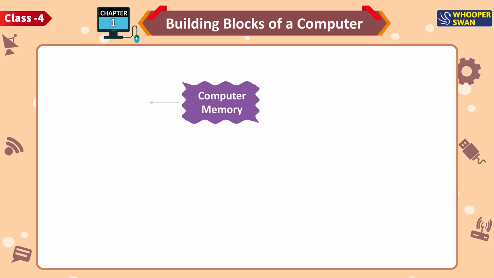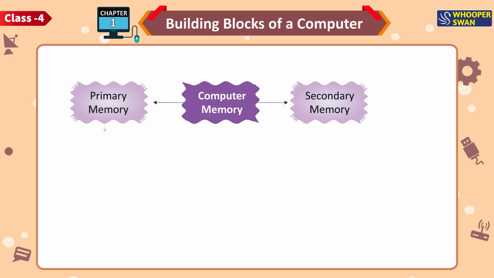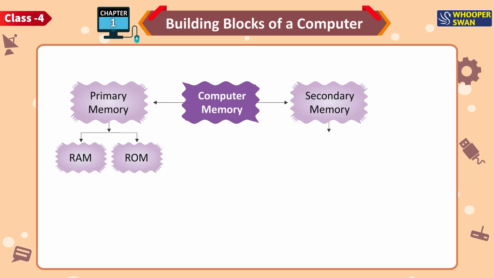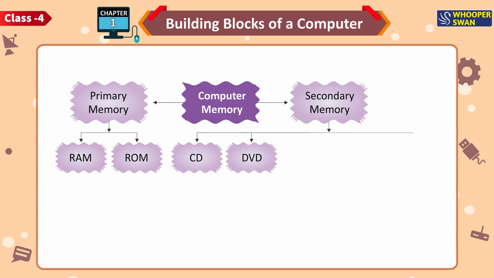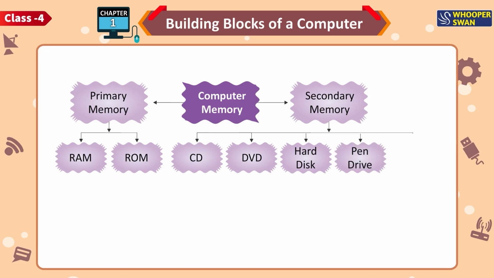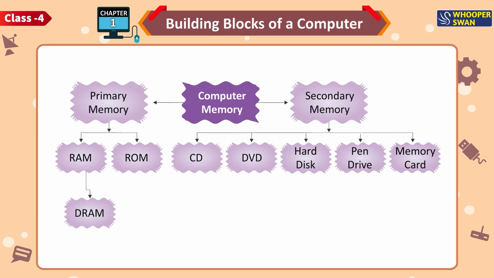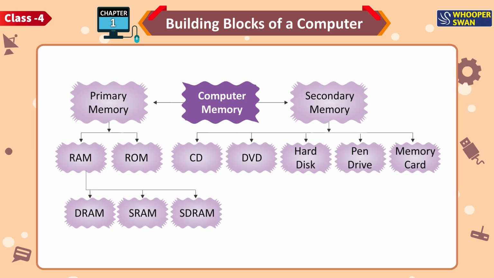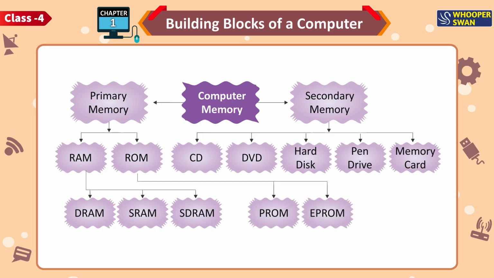Computer memory. Primary memory: RAM, ROM. Secondary memory: CD, DVD, hard disk, pen drive, memory card. RAM: DRAM, SRAM, SDRAM. ROM: PROM, EPROM.